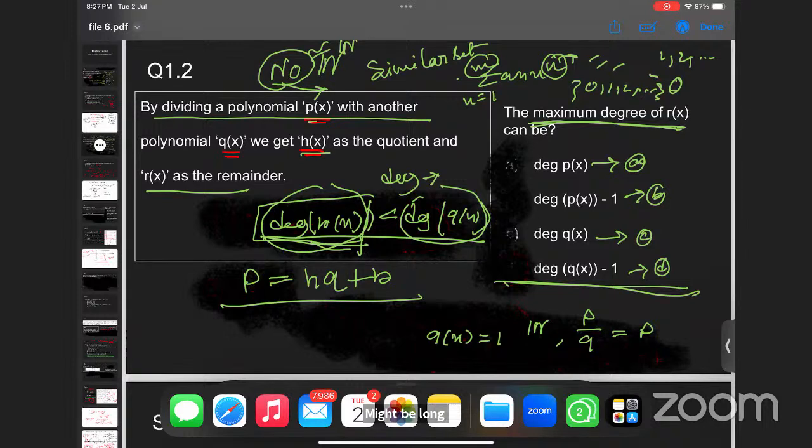Yeah, the degree of Px is the maximum. There is no problem with that. The degree of Px is always maximum. Here, our question is about the maximum degree of Rx. We are bothered about the degree of Rx.